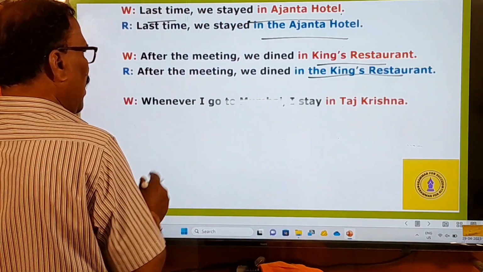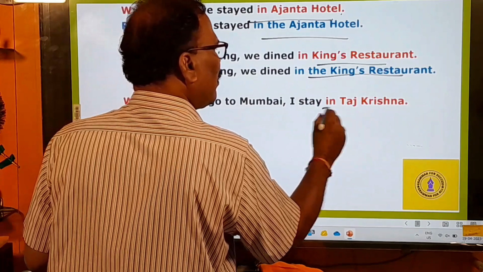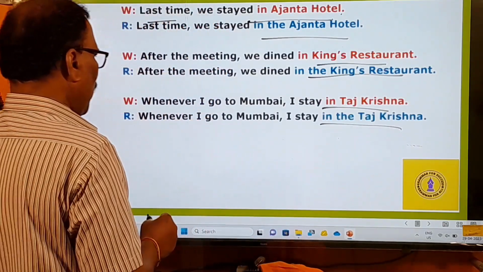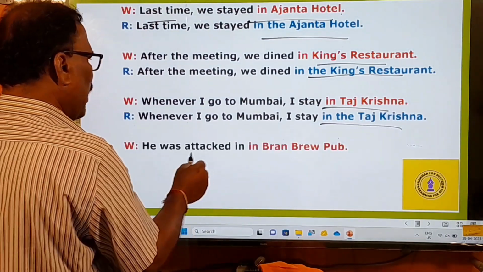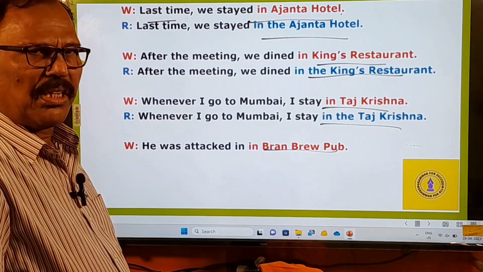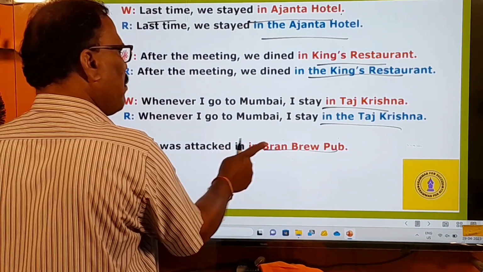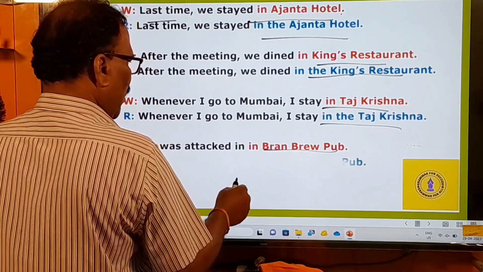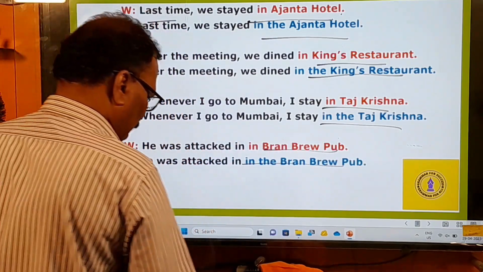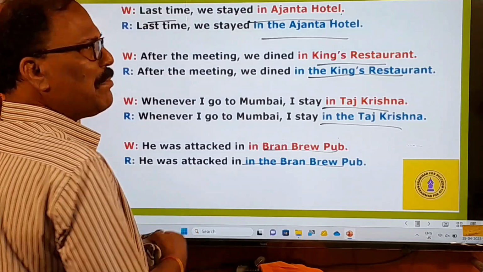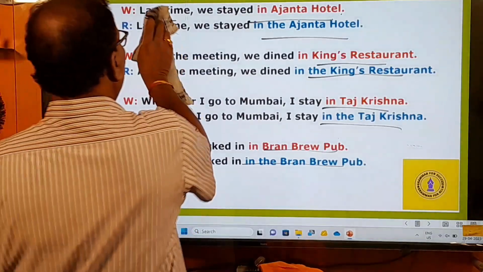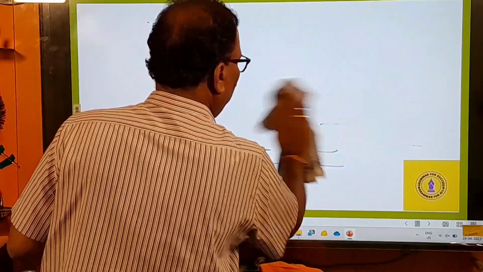That's the right sentence. Whenever I go to Mumbai, I stay in the Taj Krishna. Taj Krishna is the name of a hotel, therefore we have to say the Taj Krishna. He was attacked in the Bran Brew Pub. A pub is also a kind of hotel, and that's the name of that pub. In this way, before the names of hotels, pubs, restaurants, inns, we have to use the definite article. Now let's go to the next rule very quickly.